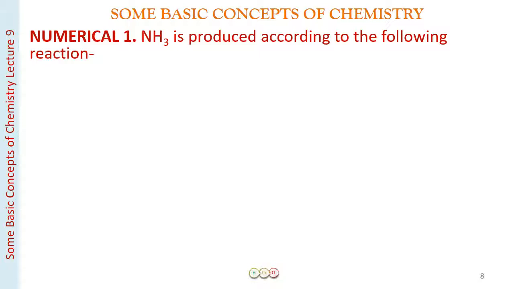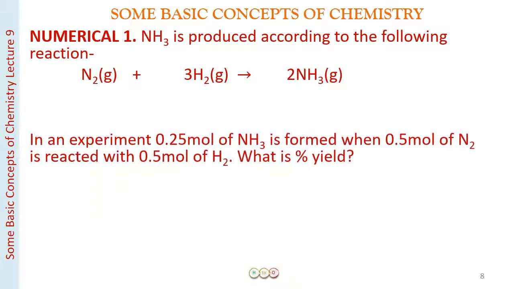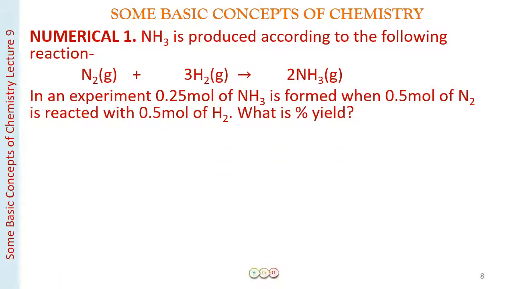The question says that NH3 is produced according to the following relation: N2 plus 3H2 forming 2NH3. And in an experiment, 0.25 mole of NH3 is formed when 0.5 mole of N2 is reacted with 0.5 mole of H2. What is the percentage yield?